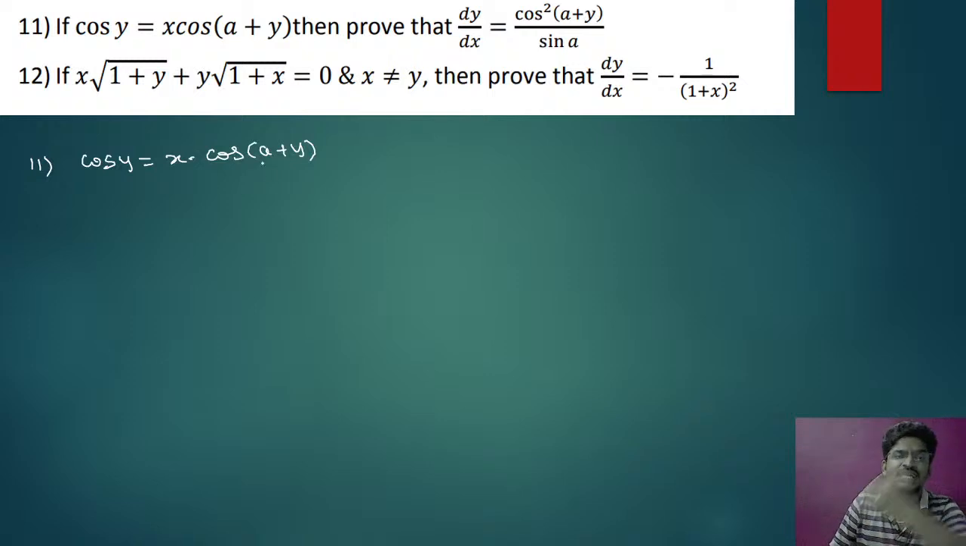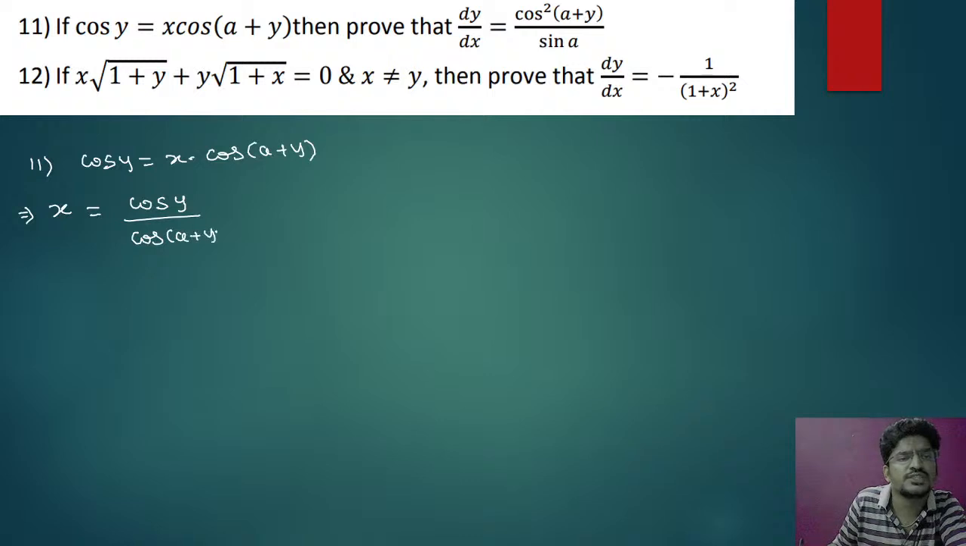So here I can write it as x equal to cos y divided by cos of a plus y. Cos y divided by cos of a plus y. U by v rule is in the form of d by dx of u by v. Okay, but here variable is y, so that's why you differentiate it with respect to y.